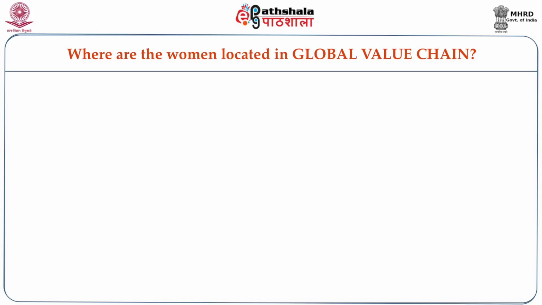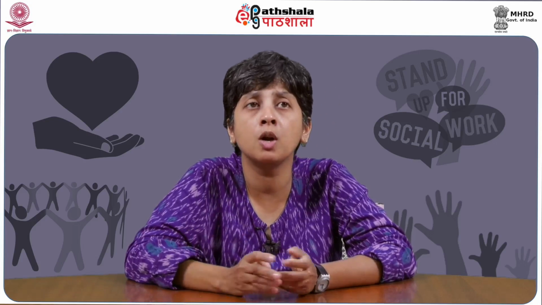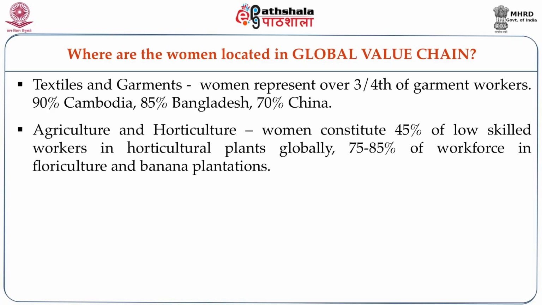One of the ways in which we can look at this is, although the value of women is increasing in the globalized context, and more women are being encouraged to participate in the market economy, what we need to understand is, where are the women located in what is described as the GVC, or the global value chain? When we look worldwide, in the textile and garment industries, women represent over 3/4 of garment workers, 90% in countries like Cambodia, 85% in Bangladesh, and 70% in China. In textile and garment industries, women predominate as workers.